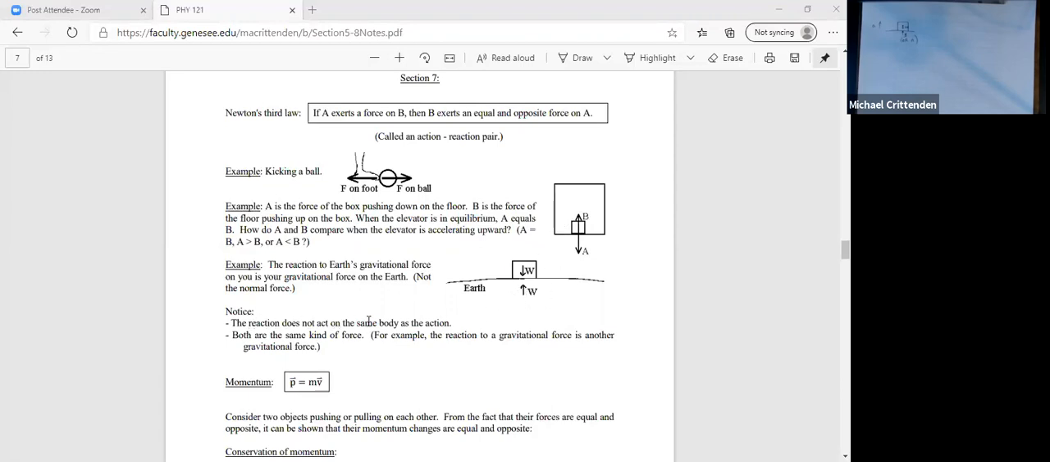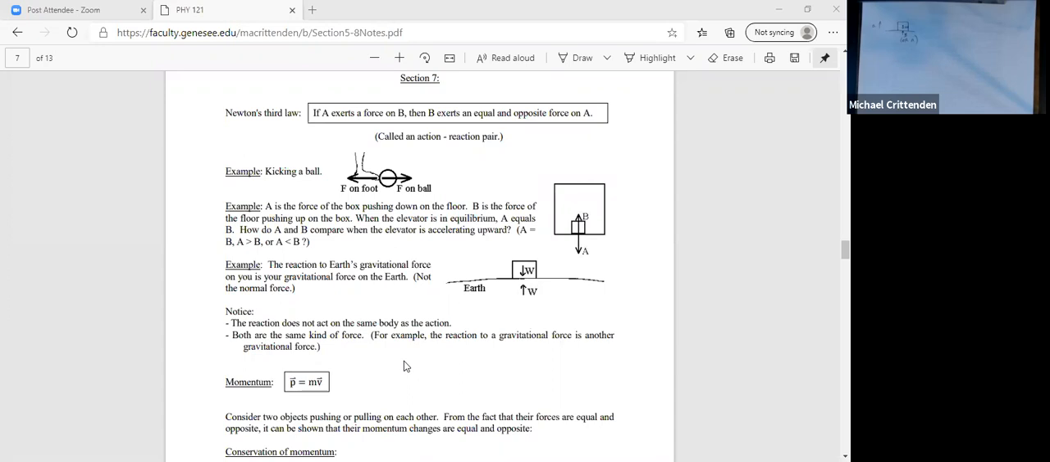Action does not act on the same body as the reaction. Furthermore, action and reaction are always going to be the same kind of force. The reaction to a gravitational force is another gravitational force: the Earth's gravitational force on me, my gravitational force on the Earth. The reaction to a contact force is another contact force, okay? The normal force pushing up on the box, the normal force pushing down on the floor of the elevator.